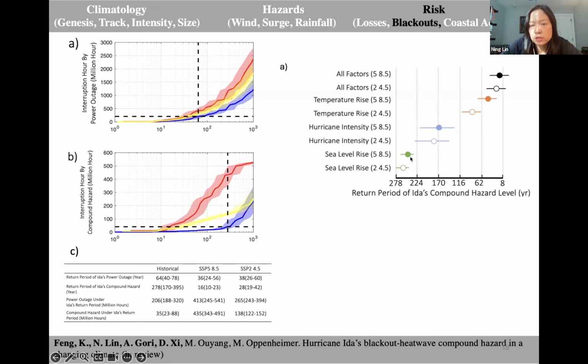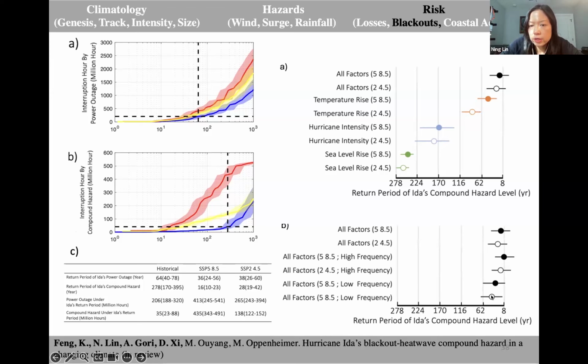Contribution from sea level rise is not very high because we're talking about a whole state. Sea level rise is more on the coastal. And then hurricane intensity change will contribute this much. And the temperature increase is, of course, the largest contributor. And then they added up to a big increase of the risk.